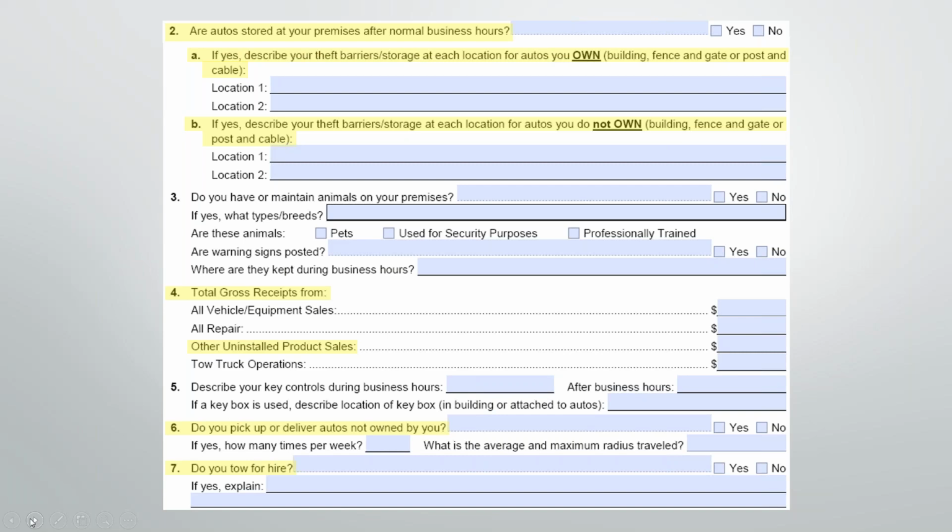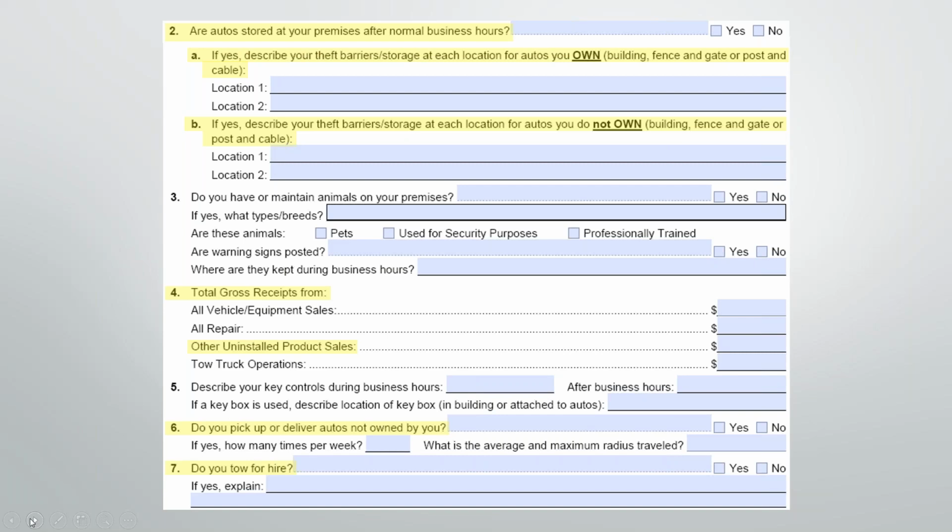The pickup and delivery exposure is definitely a big one that gets overlooked, not asked. Please ask your client, do they have this exposure? Because that's a huge driving exposure for the carrier to take on. So we're going to want to get some MVRs on the people that are driving and do tow for hire.